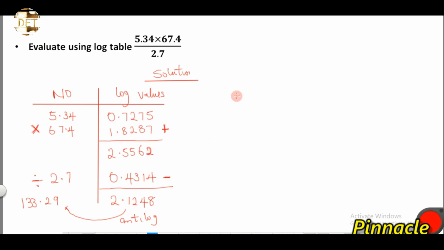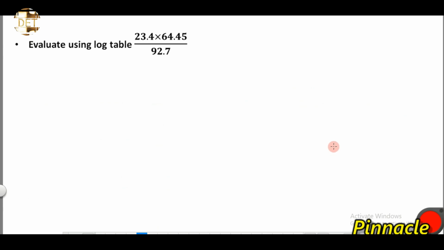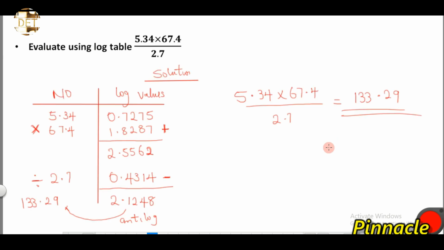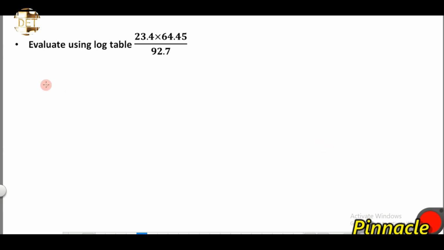So therefore, 5.34 times 67.4 divided by 2.7 is equal to 133.29. This is our answer. It's quite simple and also straightforward. So let's look at the last example that we have here. It's just like the previous one. The question is to evaluate using log table 23.4 times 64.45 divided by 92.7.